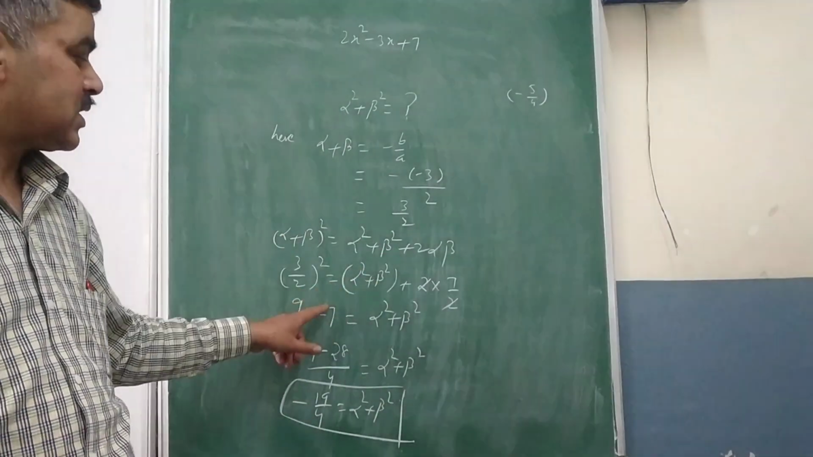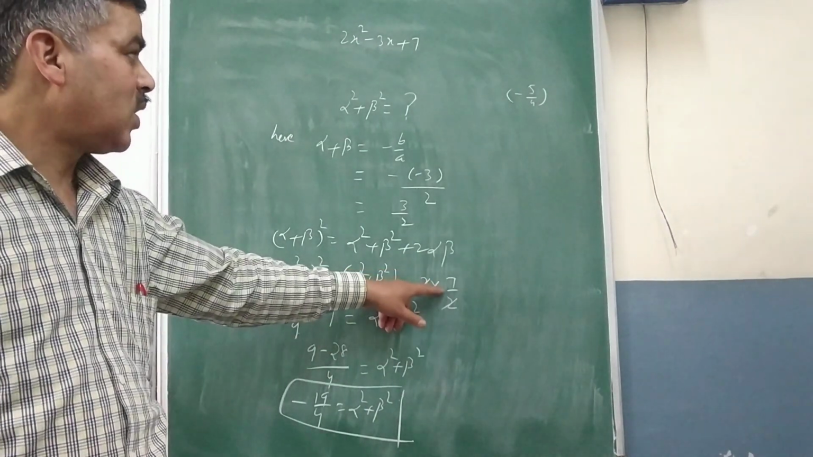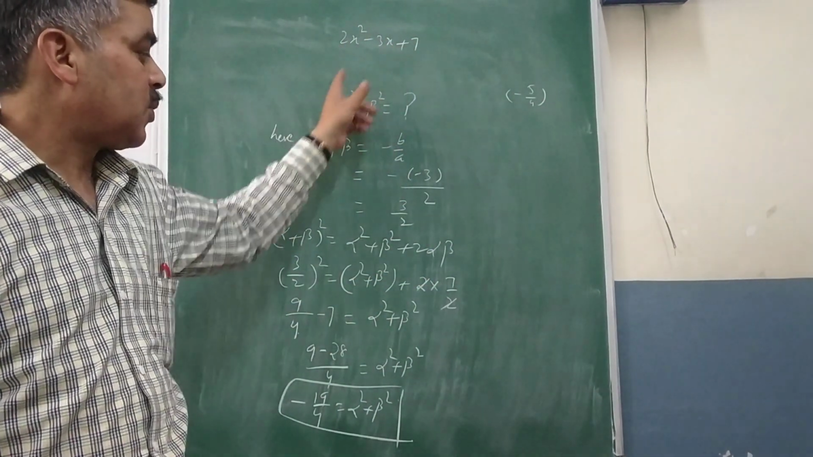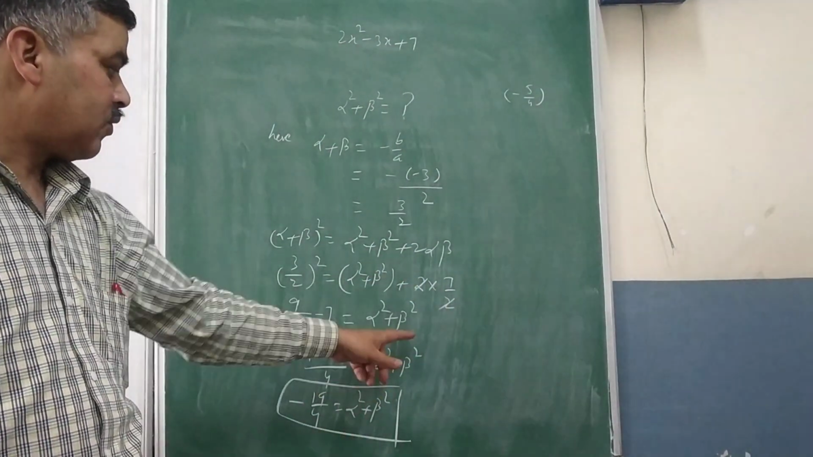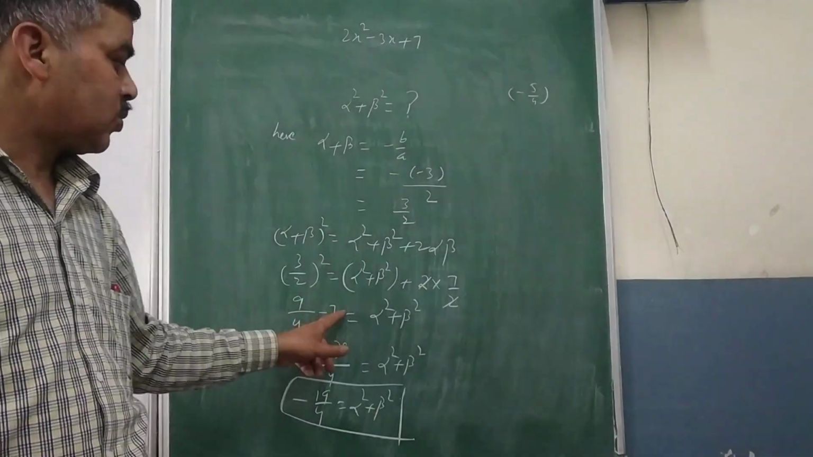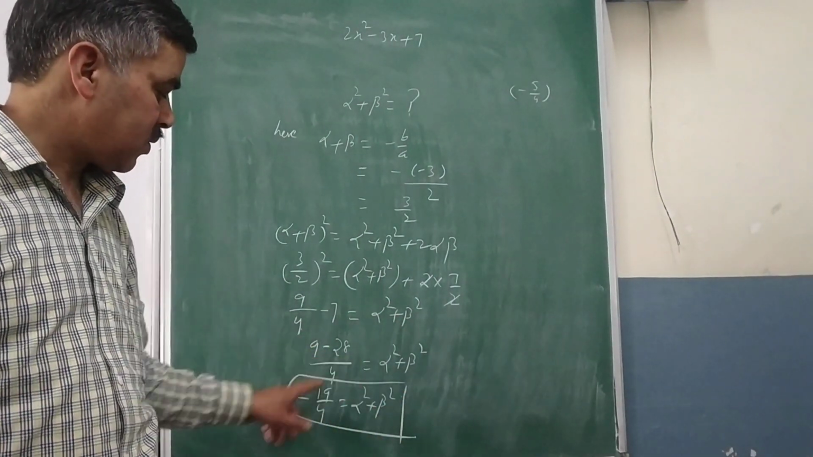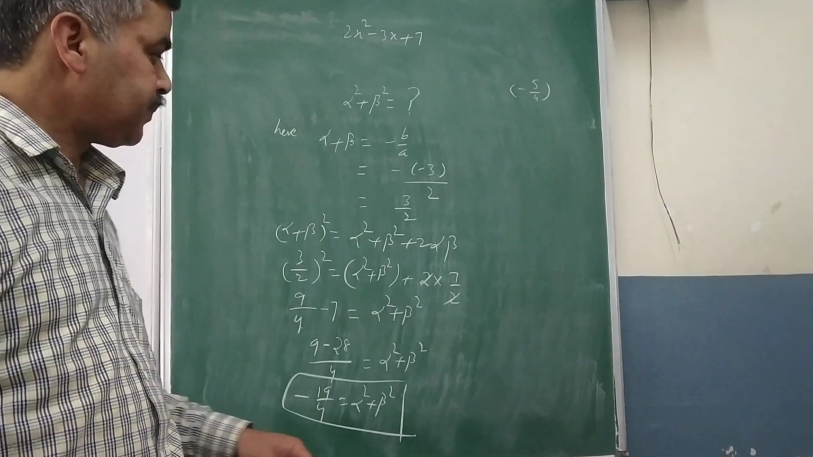Substitute the value of this sum. Here this you need to determine, make it the subject. 2 into alpha beta is the product. The product is c upon a, so c upon a will be equal to 7 upon 2, and you can do the cancellation here. From this equation you can calculate the value of alpha square plus beta square, which is coming equal to minus 19 upon 4. So that will be the correct answer.